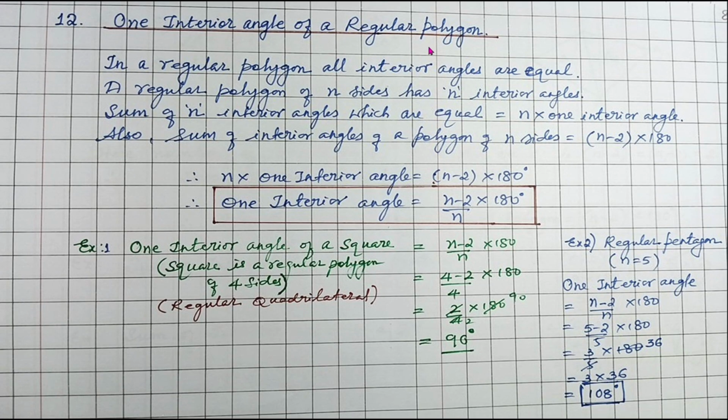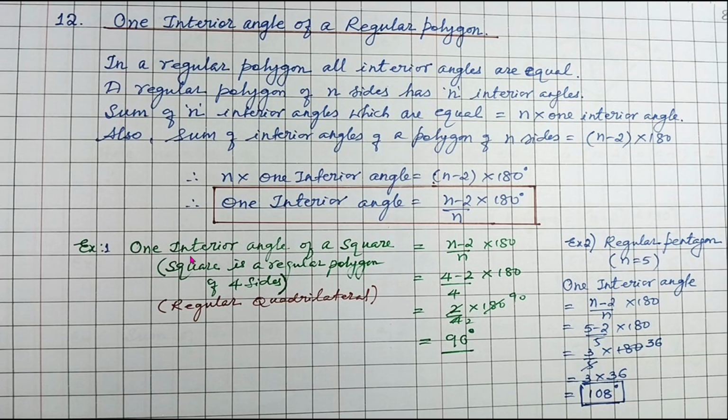One interior angle of a regular polygon. Now, how to find one interior angle of a regular polygon. A regular polygon means one which has all angles equal and all sides equal. If a regular polygon has n sides, the sum of the n interior angles will be given by the relation (n minus 2) into 180. Now since we have to find out the measure of only one interior angle, one interior angle is equal to (n minus 2) divided by n into 180 degrees.